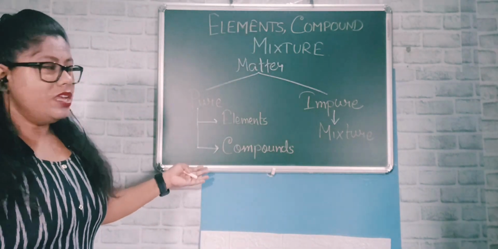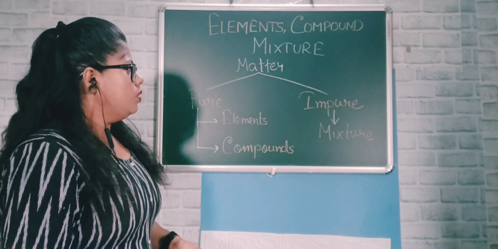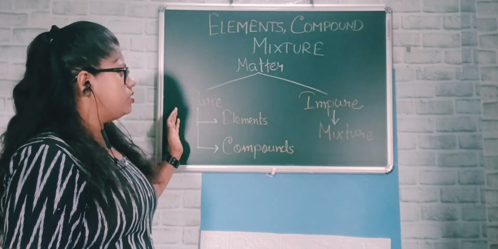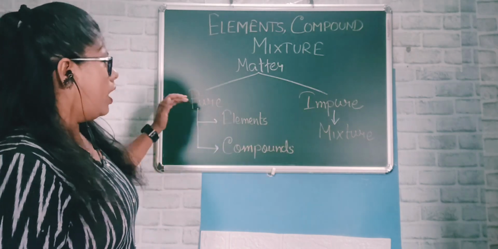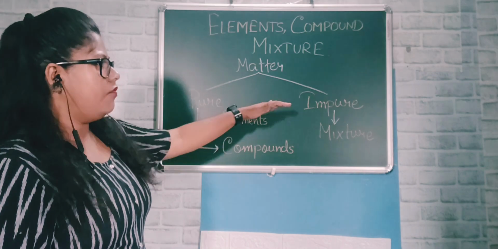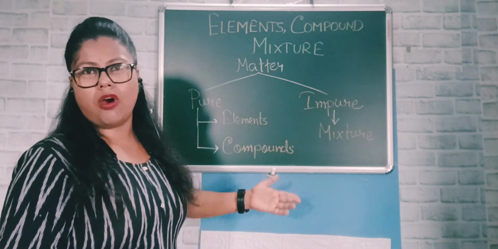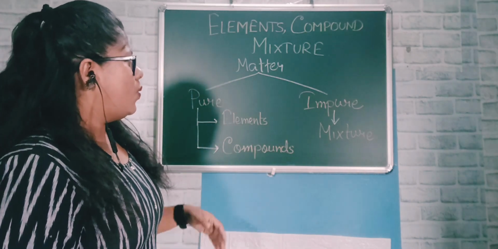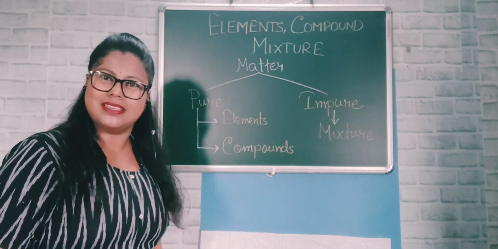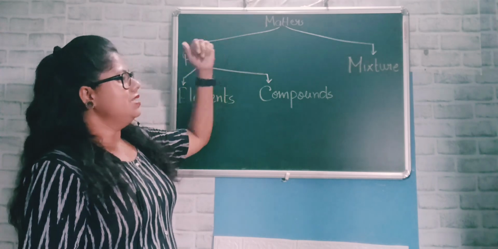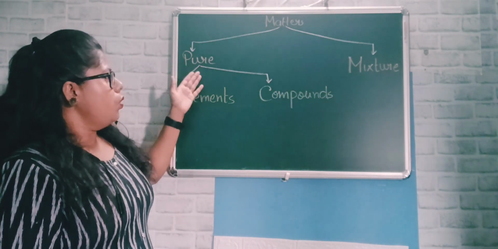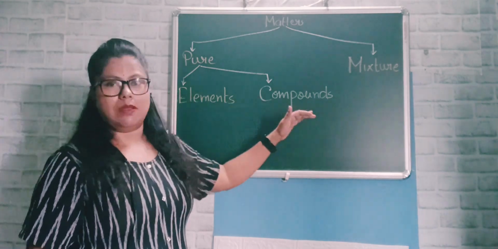So this is the division. When matter was found, they figured out some matter is pure in nature, some impure. If it is pure, it can be element or it can be compound. If it is impure, it can be a mixture of certain things. So from here, these three terms arise. So matter can be pure, or it can be mixture. Pure can be element, it can be compound.